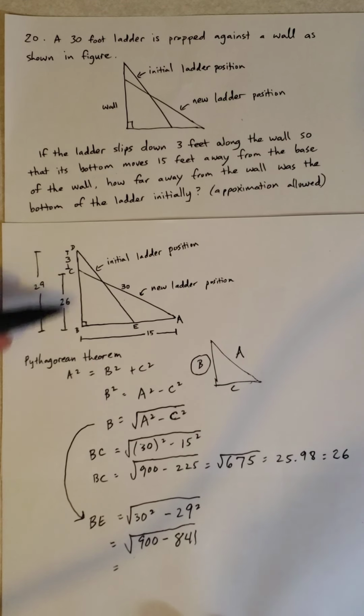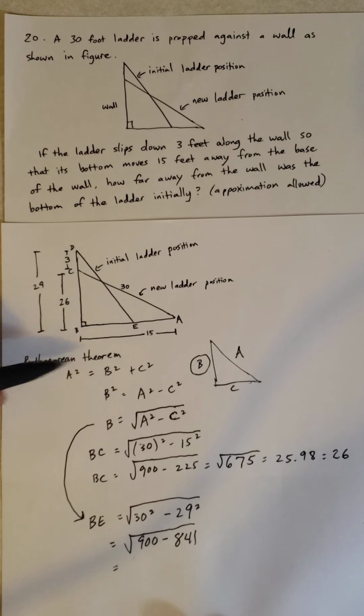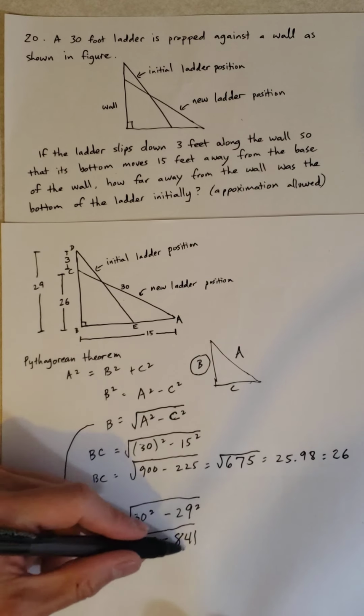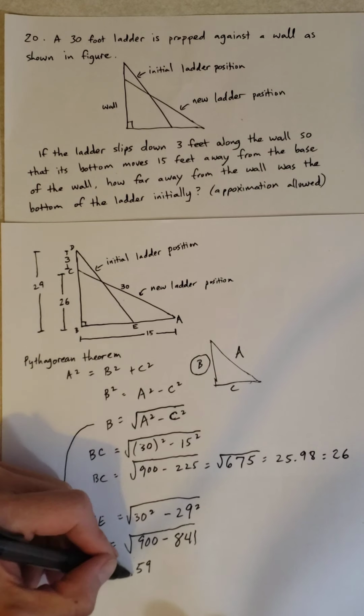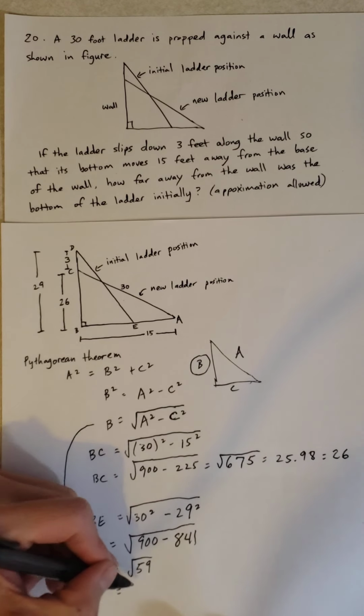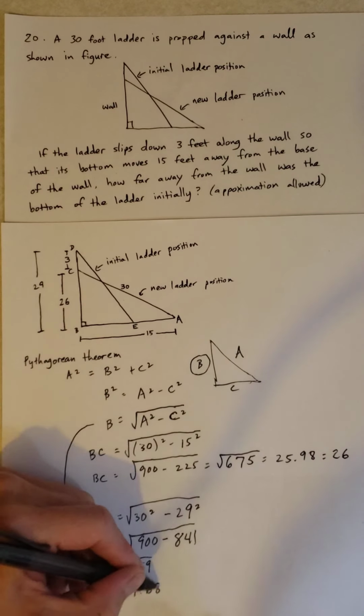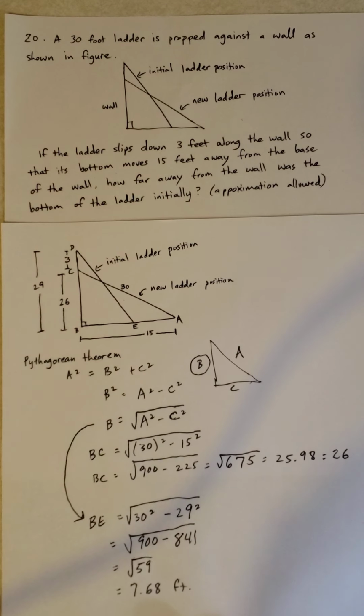So the side BE is the square root of 900 minus 841, which is 59, okay? And when we square root this, we get 7.68 feet. Okay?